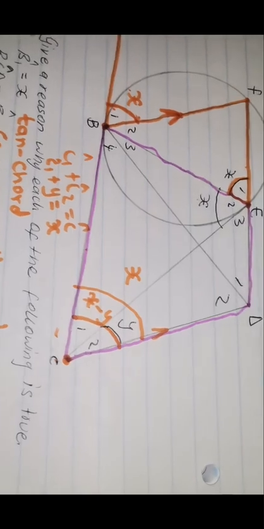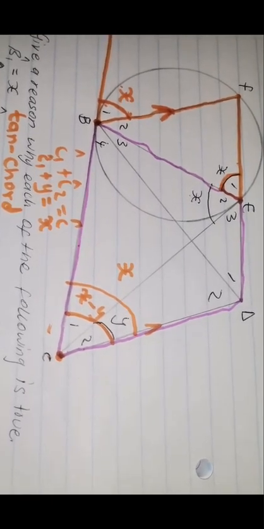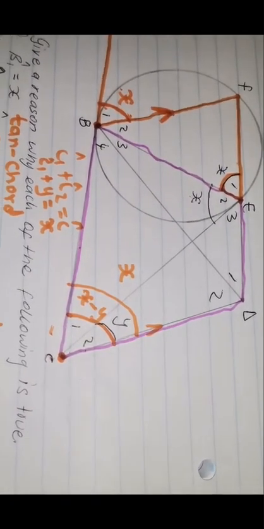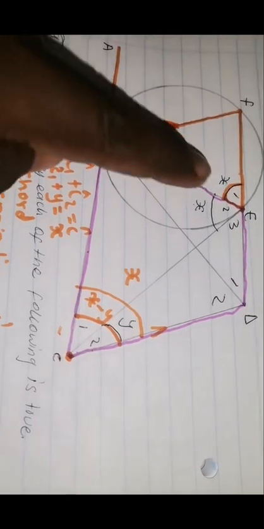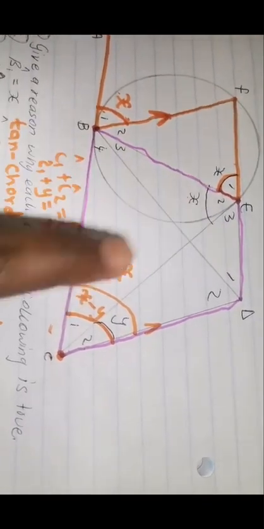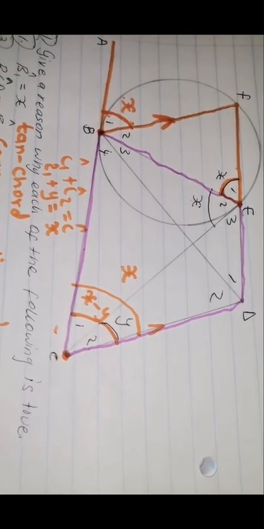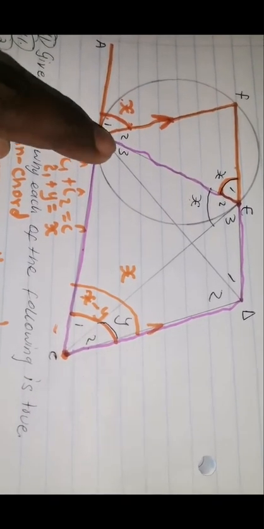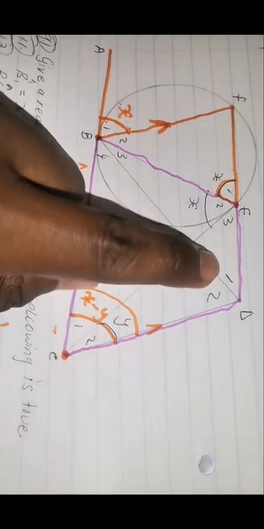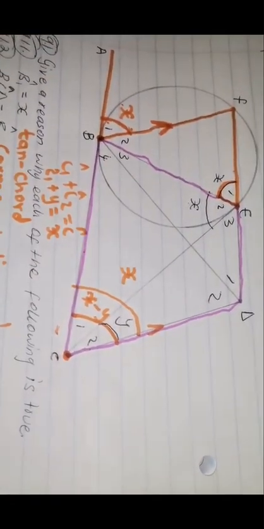Another one you can use is that opposite angles are supplementary. Opposite angles of a cyclic quad are supplementary. Basically, E2 plus E3 plus C1 plus C2 equals 180 degrees. Or another one, you can just say B3 plus B4 plus D1 plus D2 equals 180 degrees.